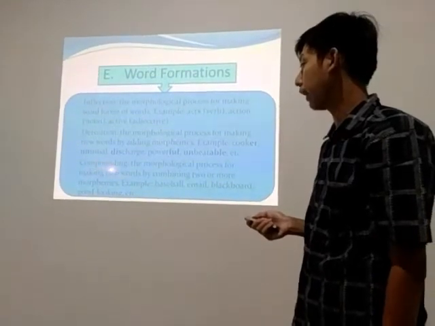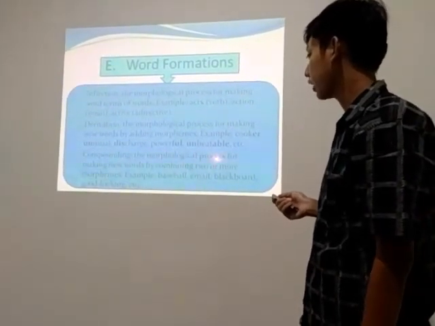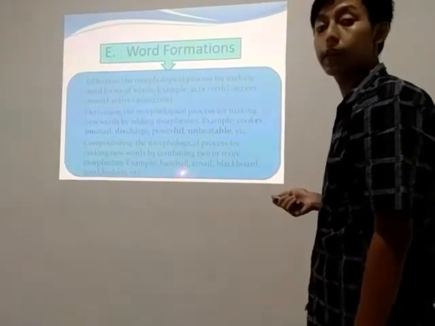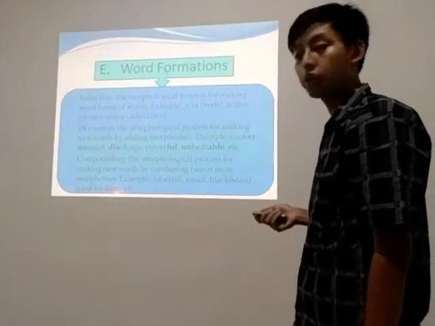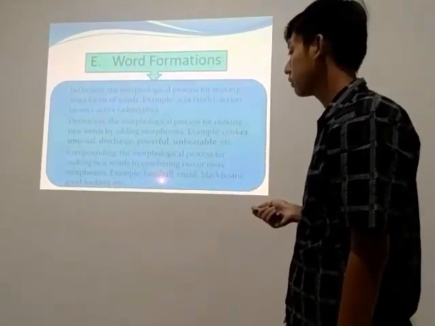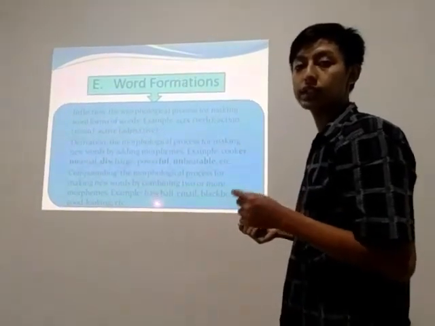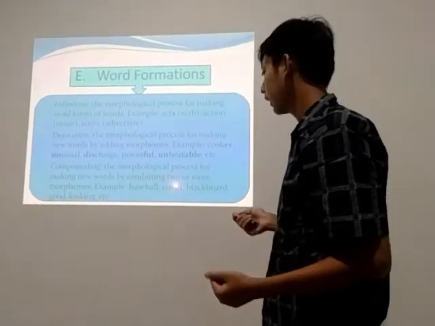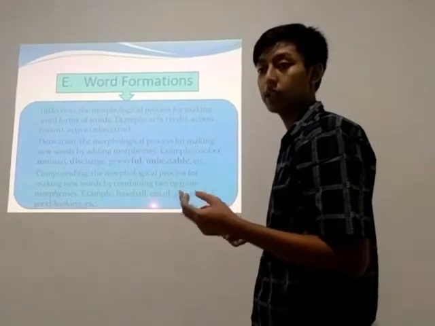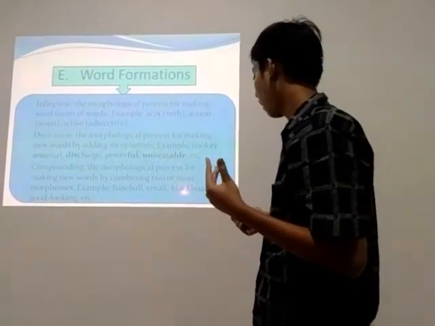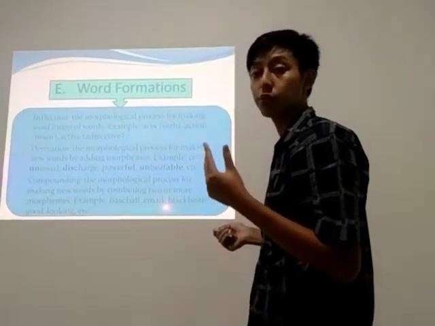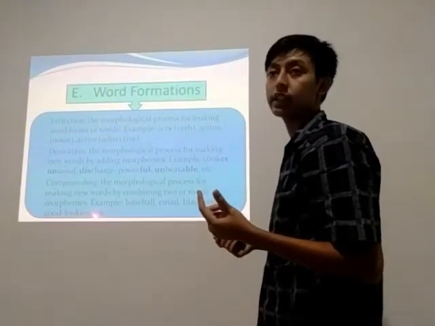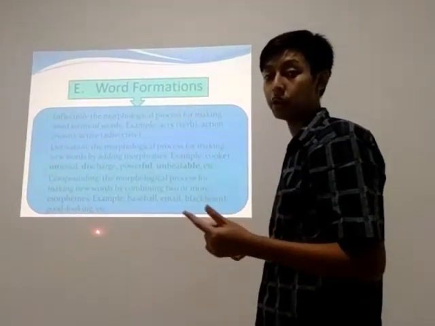The third is compounding. Compounding is the morphological process for making new words by combining two or more morphemes. For example, baseball, email, blackboard, good looking, and many more. Baseball is taken from two morphemes, base and ball. Email is taken from two morphemes, electronic and mail. Blackboard is taken from black and board. And good looking is an adjective from two morphemes, good and looking.